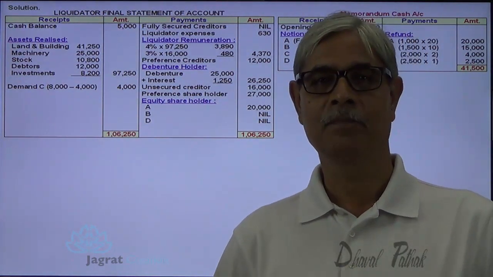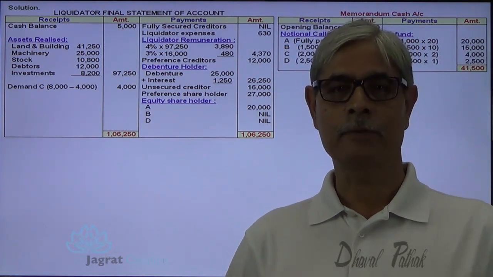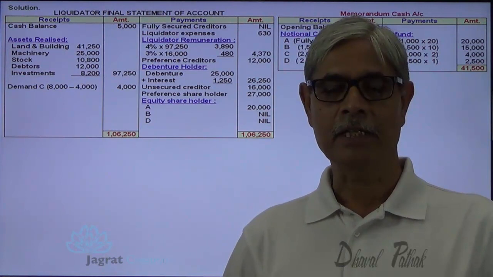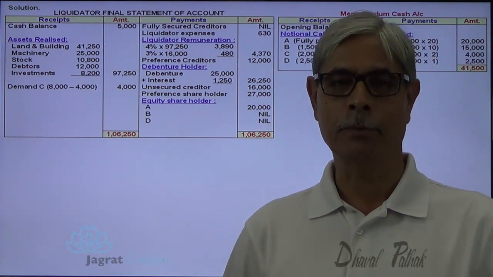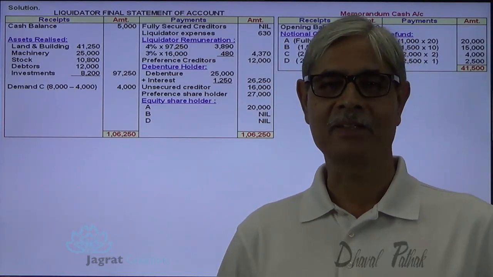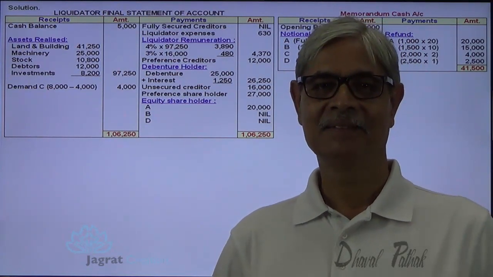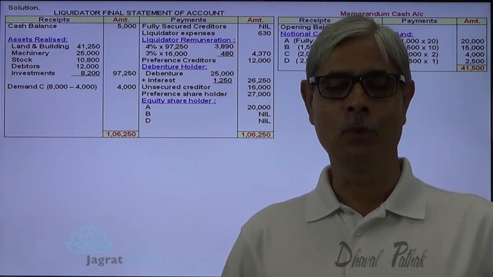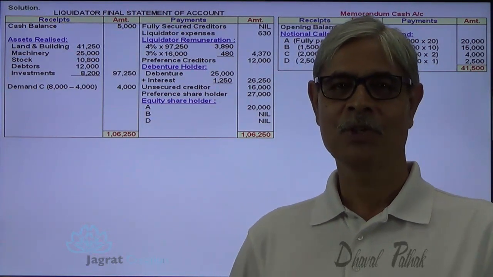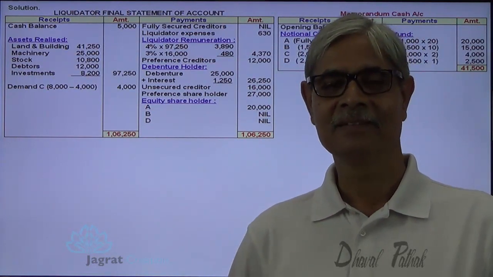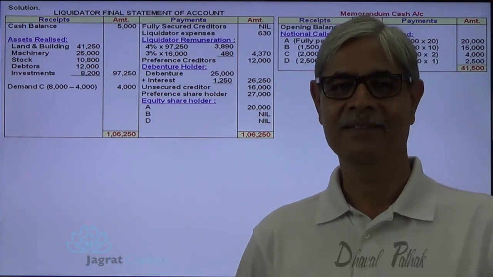So in this sum, I have tried to explain to you how the liquidator's final statement of accounts could be prepared by taking one sum, explaining the theory aspect as much as I can. I'm going to upload a few more videos on this issue so that you will understand it better. I feel that you have followed all these things. Thanks to all.